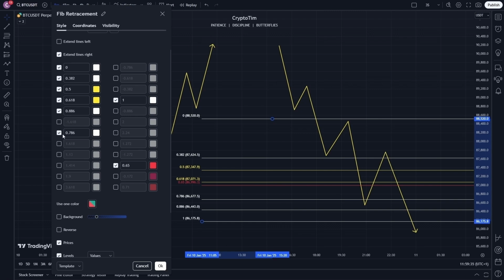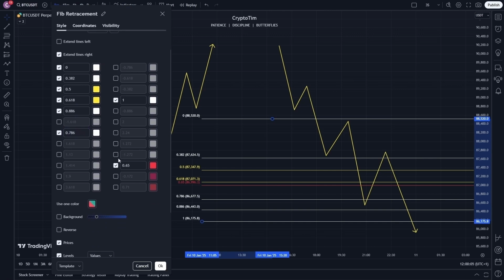I personally also like to have the 0.86 there, and optionally the 0.886, but that's up to you. I do recommend having the 0.786 there as well though. The other ones that I have unchecked here, you don't have to copy. These are just my levels for harmonic patterns, but that's nothing for this video.